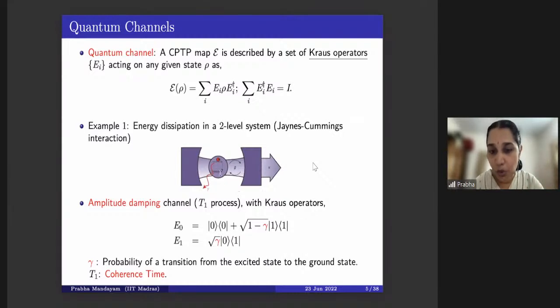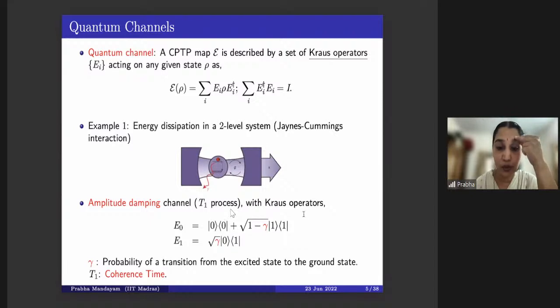Suppose your system was in the ground state, nothing happens, right? The interaction with the environment does not cause any disruption if it's in the ground state. The ground state is a stable state in this model, in this interaction. That's what we often call a fixed point for a map, right? So the ground state is like a fixed point for the map. So that is what the first operator is capturing.